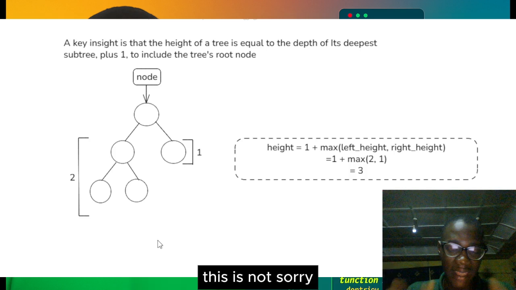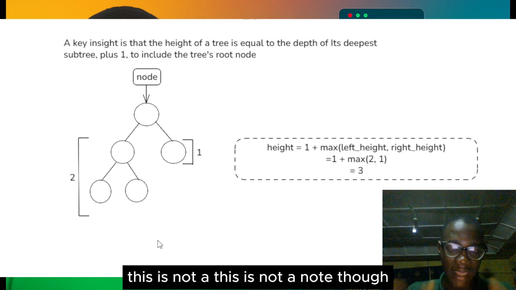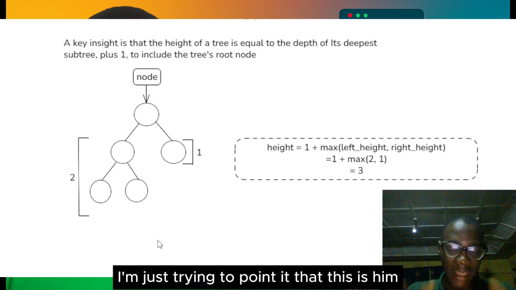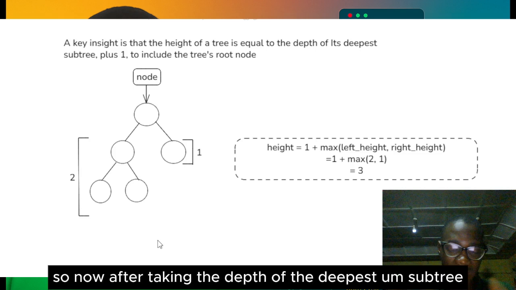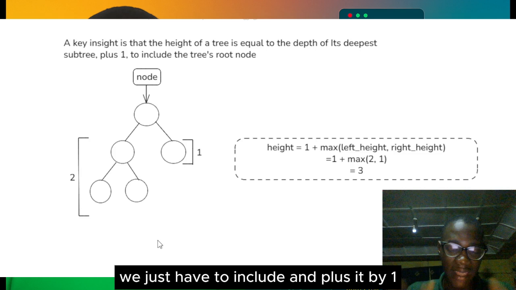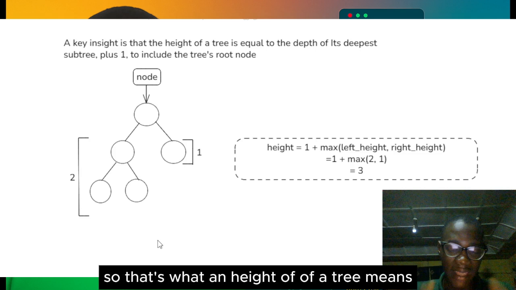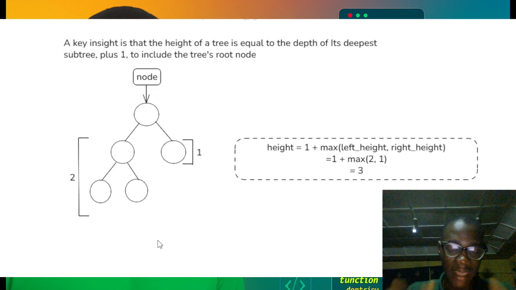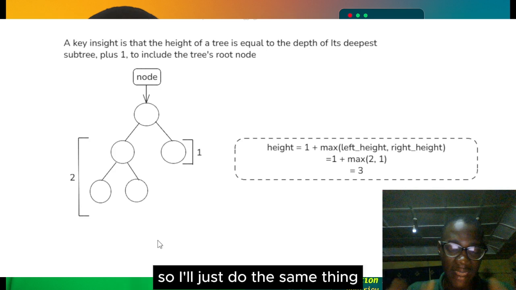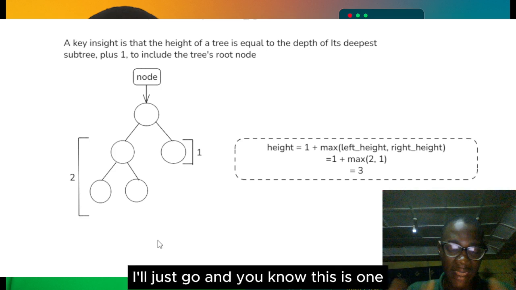This is not a node, though. Don't mistake it for a node. I'm just pointing out that this is a root node. It's not a connection or edge, it's just a random arrow. So after taking the depth of the deepest subtree, we just have to add 1. That's what the height of a tree means, or the height at any node. You understand? If I want to find the height of this one, I'll just do the same thing, and this is 1.